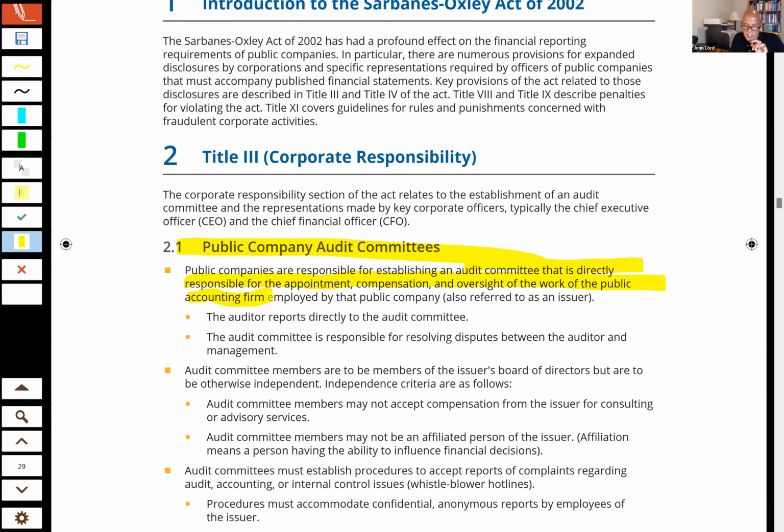In other words, when you looked at what happened with Enron, there were certain pressures being put on by the entity management. We want a separate board of directors committee, the audit committee, to be involved in hiring, firing, and monitoring what it is that the external auditors will do. So the auditor reports directly to that audit committee, and the audit committee is responsible for resolving disputes between the auditor and management. Okay, now coming down.